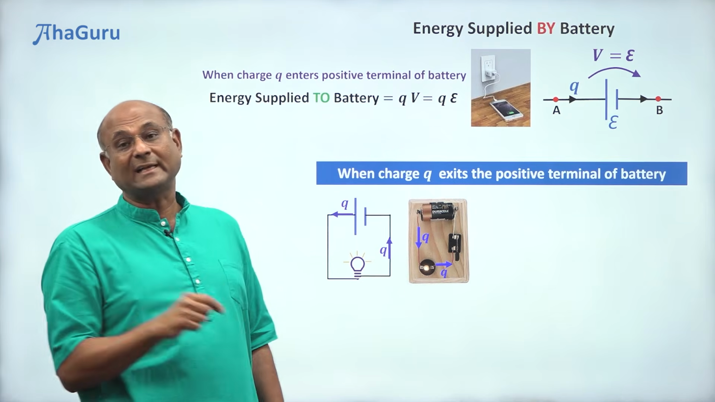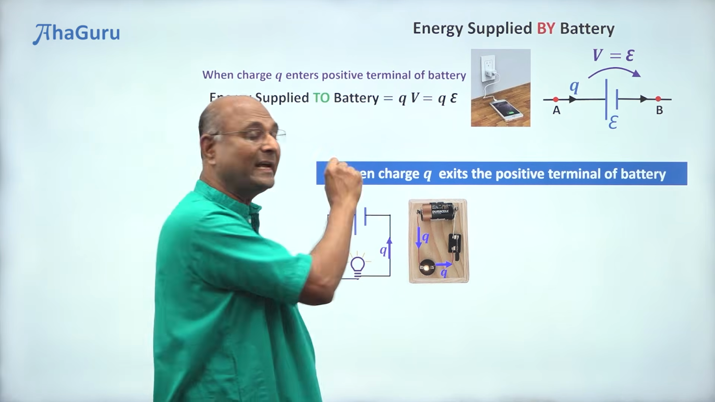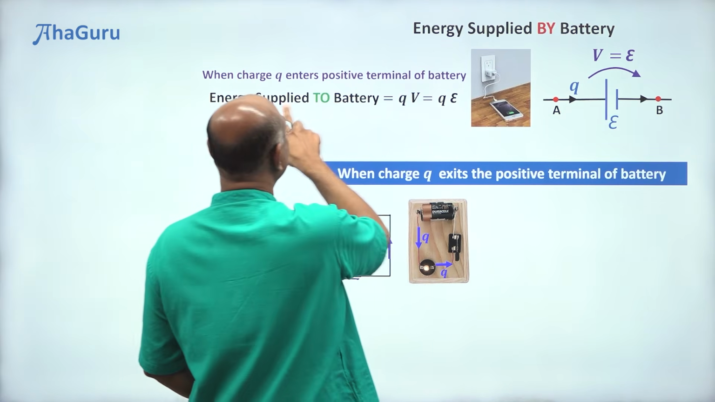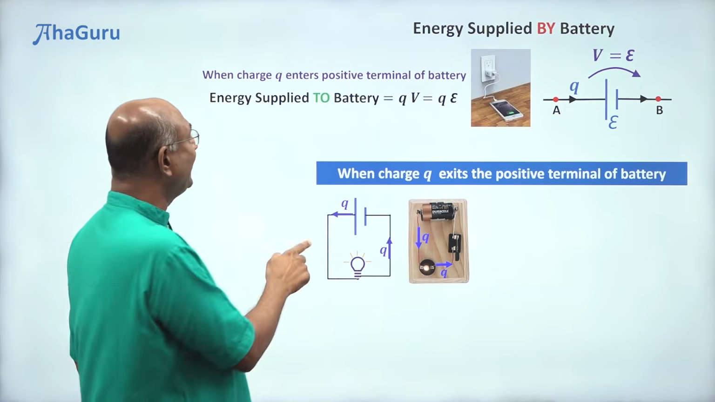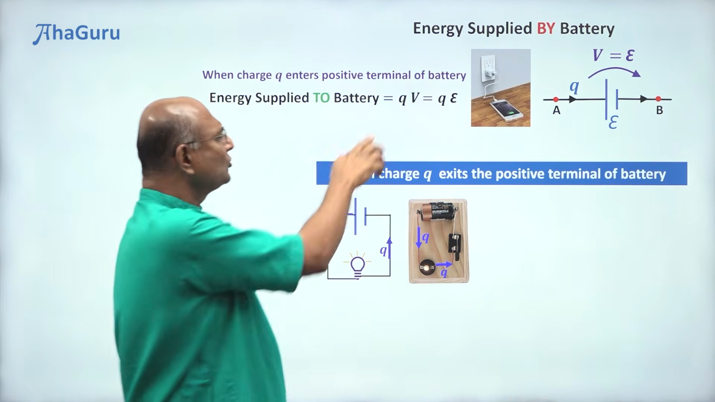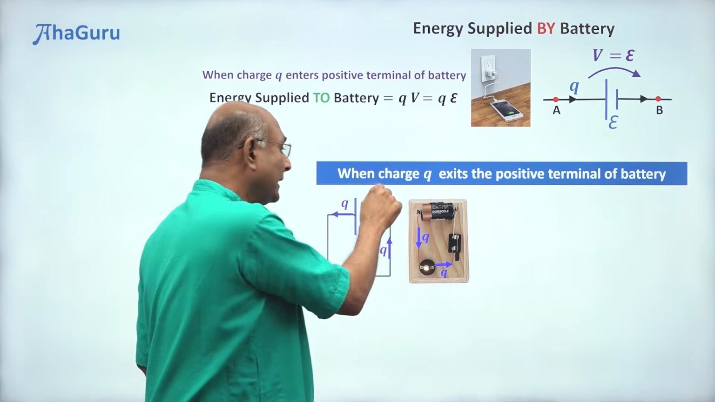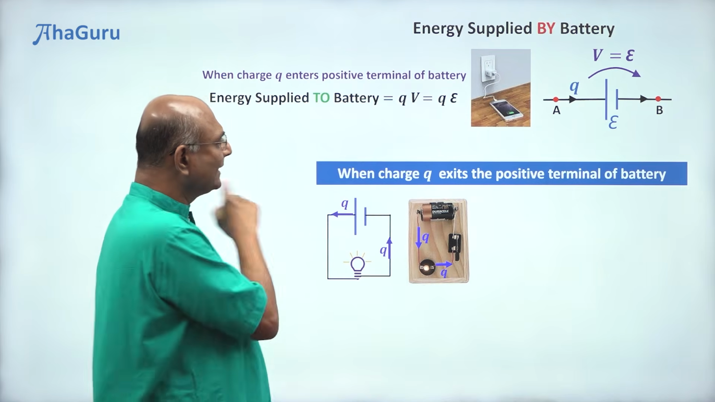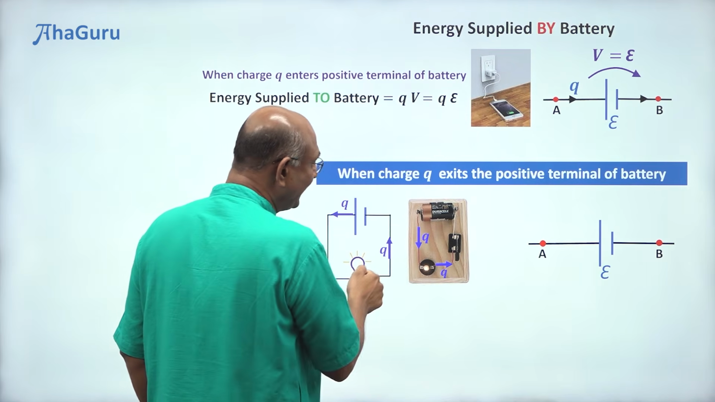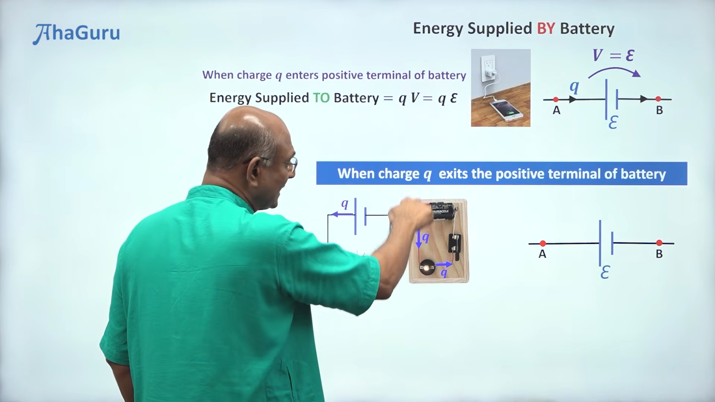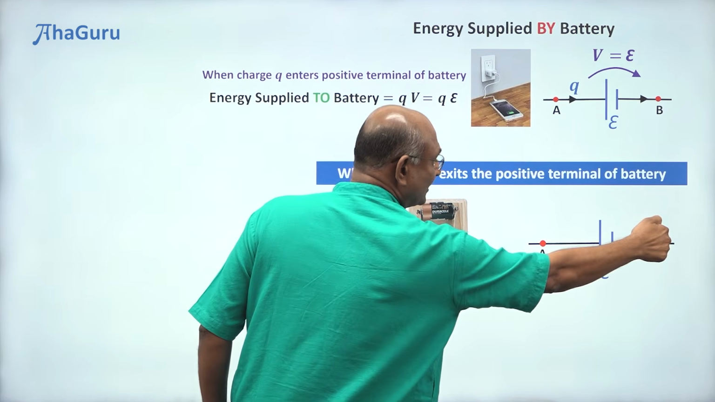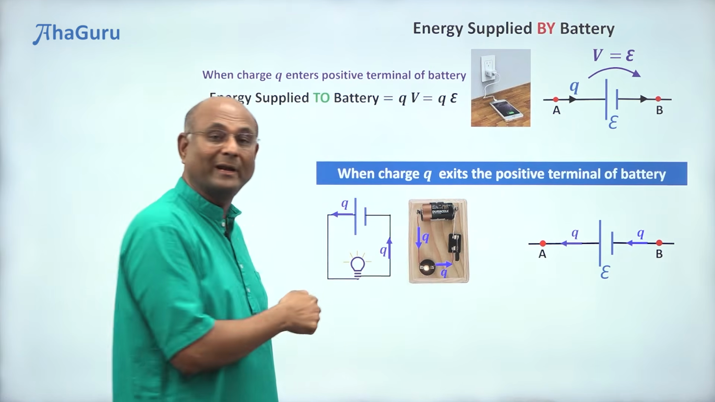And in this case, I'm interested in how much energy is supplied by the battery. The earlier case tells me how much energy is supplied to the battery, which is useful in certain cases, but in most cases, I'm interested in how much energy is supplied by the battery. Let us look at that. So now what is happening? The charge is coming out of the positive terminal. It is entering the negative terminal. So it is entering this way and coming out like that.